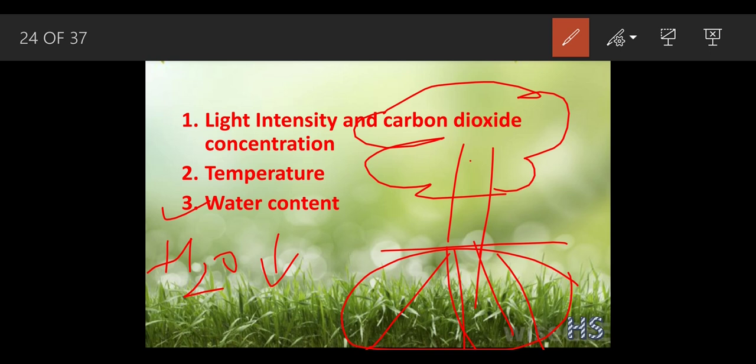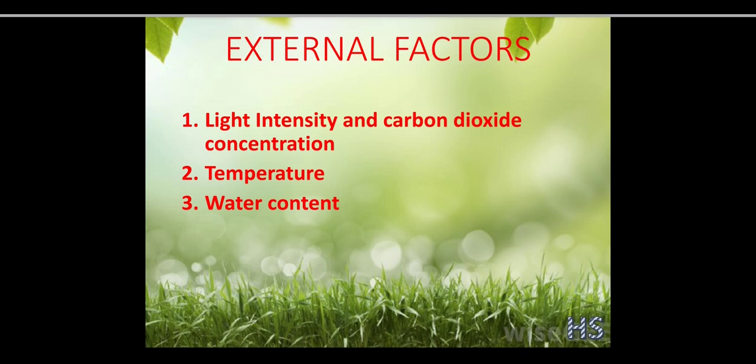That is why we always hear that you should water a plant twice a day, because plants need a lot of water. If we pot a plant and water it daily, definitely the plant will be strong. Same like that, if the water level decreases, the rate of photosynthesis also decreases. So this was all about the external factors.